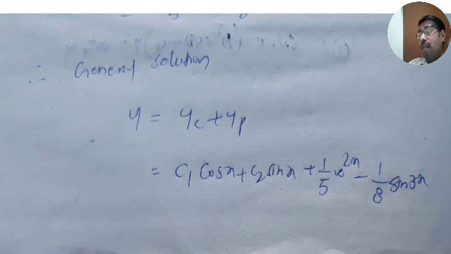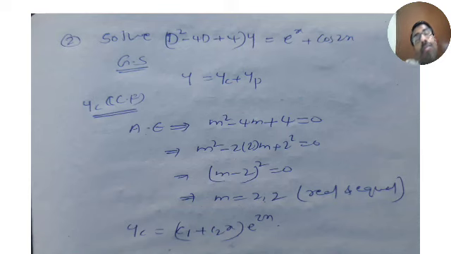Are you getting it? In a single problem we come across the first method and also the second method. Are you getting, guys? Yes, this is my first problem. Let us go to the second problem. Solve. What does the problem say? Solve d square minus 4d plus 4 of y is equal to e power of x plus cos 2x.